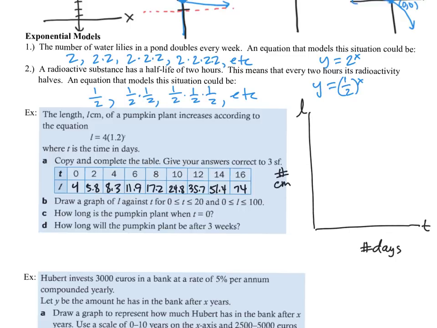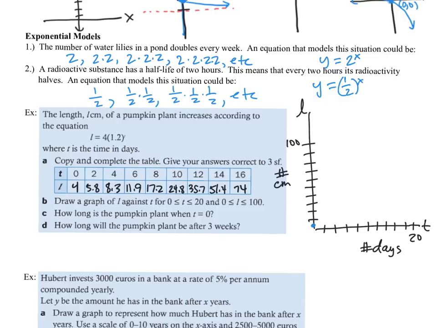Now, time is going from 0 to 20. So why don't we count by 2s? So 2, 4, 6, 8, 10, 12, 14, 16, 18, 20. Okay, and then length is 0 to 100. We can count by 10s. 10, 20, 30, 40, 50, 60, 70, 80, 90, 100. Okay, so let's just plot a few points. We'll start with 0, 4. Which would be right about here.